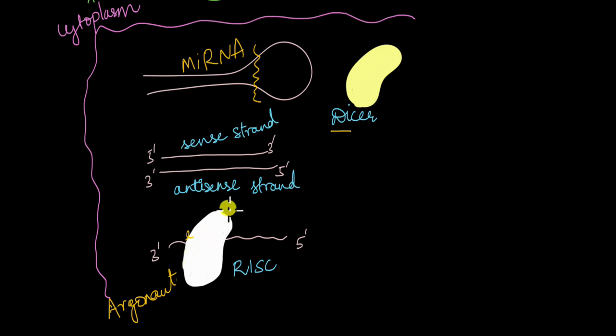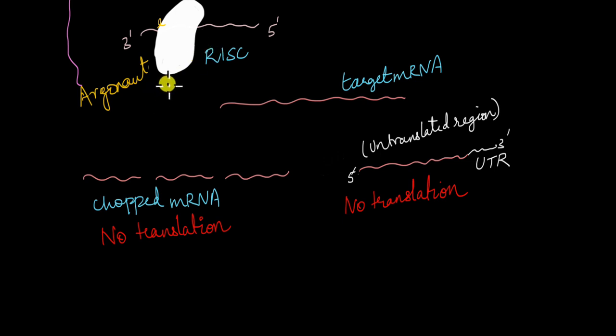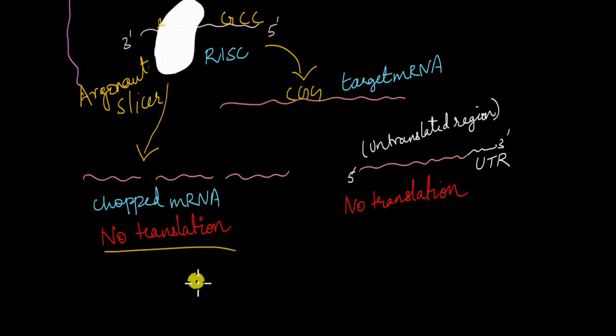And now this RISC complex can target mRNAs in two methods. One way is like how the siRNA worked. It can go and chop the mRNA by binding to this target mRNA, specific sequences like say this is GCC, this is going to contain CGG, this is going to come and bind to this, and slicer, again which is Argonaute, is going to chop the mRNA into bits and pieces, so no translation will occur.